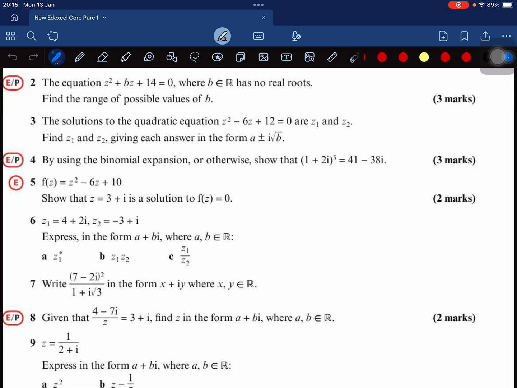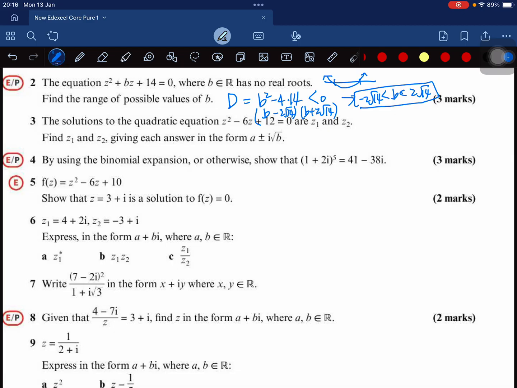The equation has no real root, find the range of possible values of b. So it doesn't have real roots, which means the discriminant should be smaller than 0. So the discriminant b squared minus 4ac is smaller than 0. So this is like (b minus 2 square root of 14)(b plus 2 square root of 14). So when it is smaller than that, then b should be between negative 2 square root of 14 and 2 square root of 14.